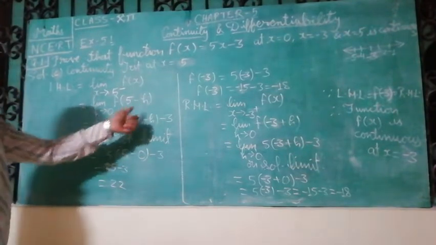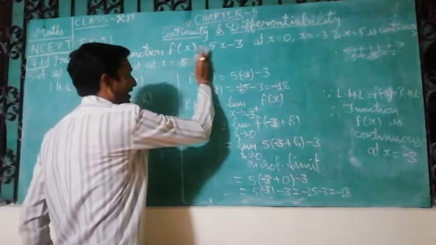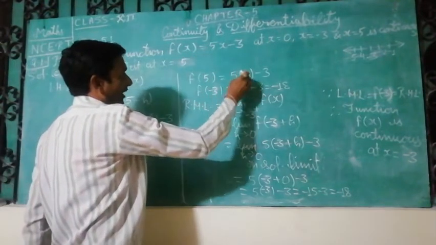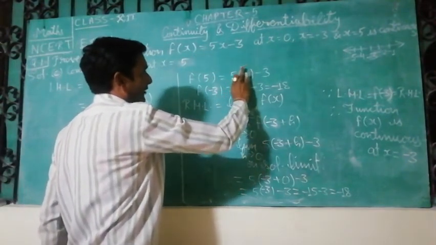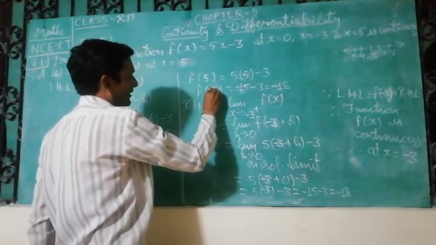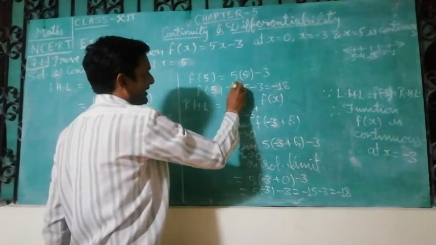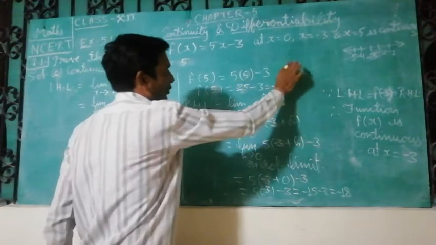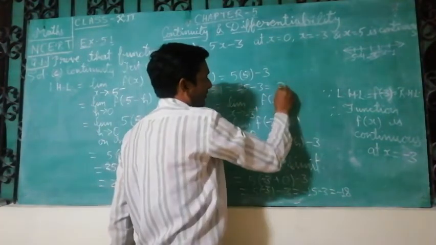Now check at 5. At 5, f of 5 is equal to 5 into 5 minus 3, or f of 5 is equal to what? 25 minus 3, that is equal to 22. Here also it is 22.